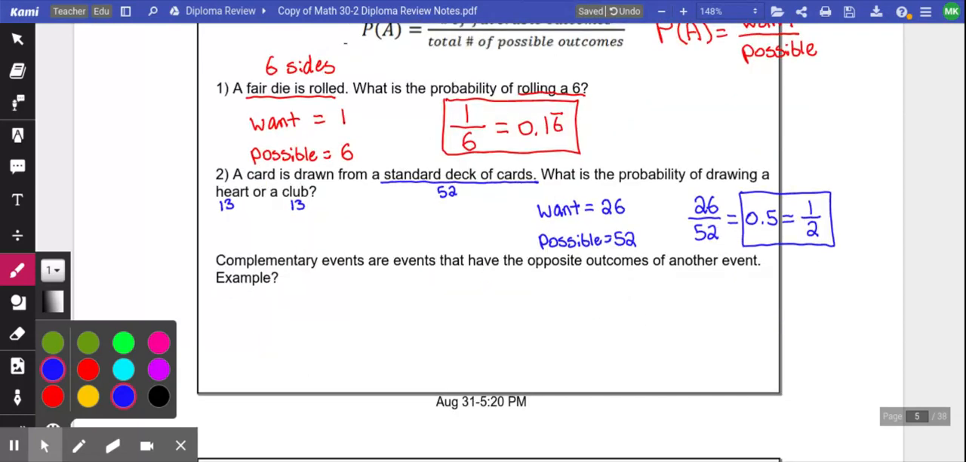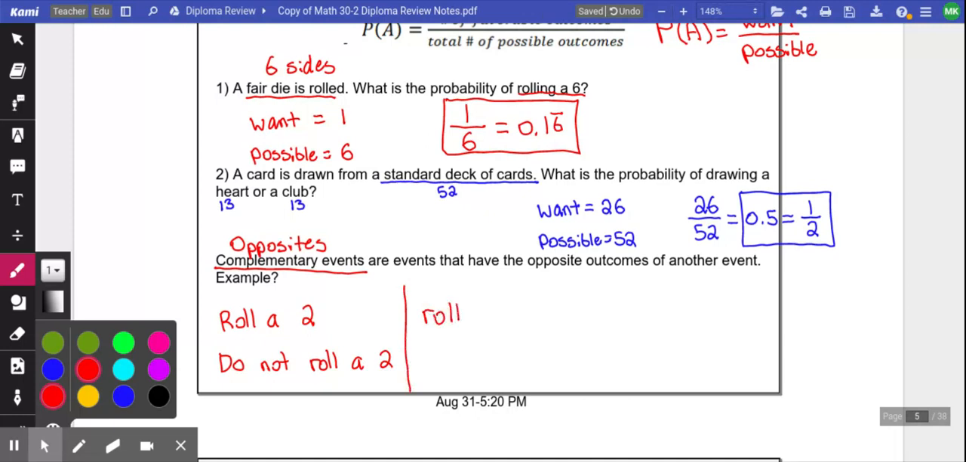Awesome. Complementary events. We talked about complementary events yesterday. Remember, complementary events are opposites. So if you have complementary events, it would be like you roll a 2. A complement of roll 2 would be you do not roll a 2. Sometimes they can make it a little harder. So you could say like you roll an even number. And instead of saying you don't roll an even number, you say you roll an odd number. Those are complementary events.